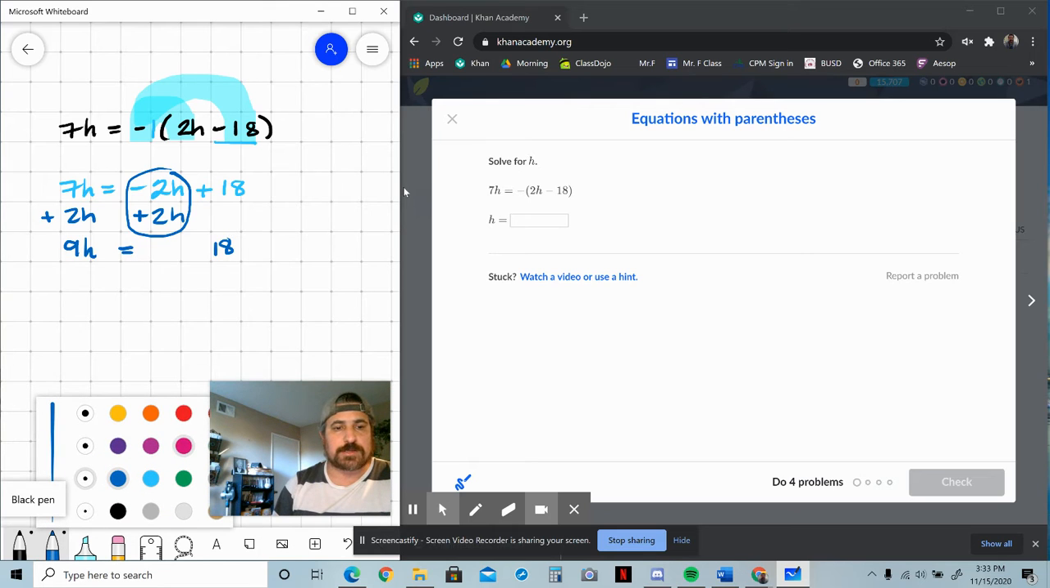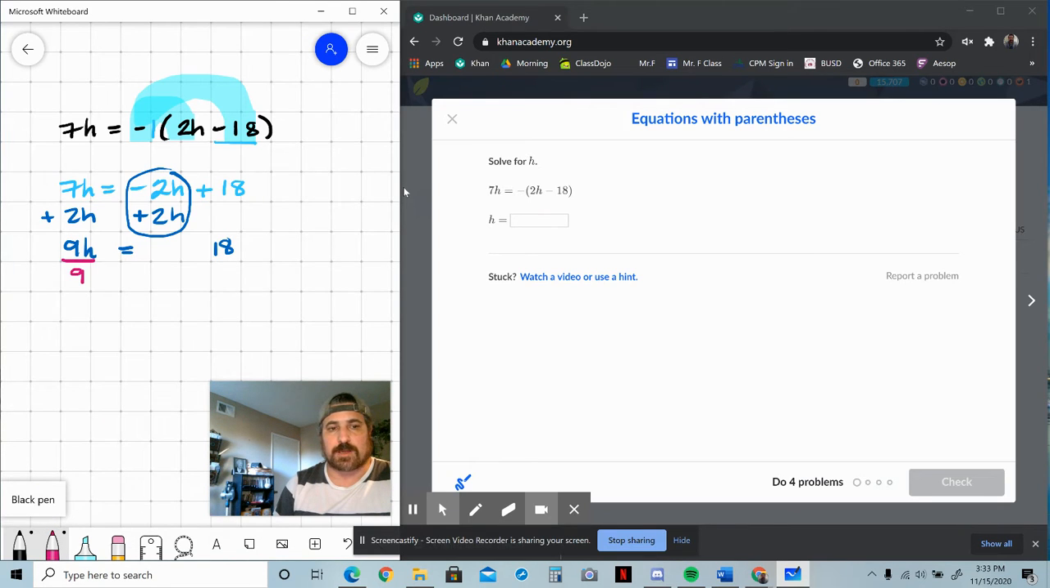I don't want to know what 9h's are worth. I want to know what 1h is worth. So I divide both sides by 9. And I get h is equal to 2. So I know that h is 2. I can plug it back in and check.